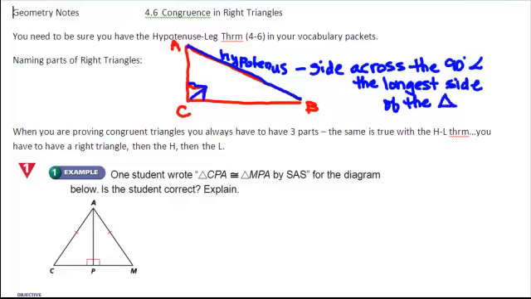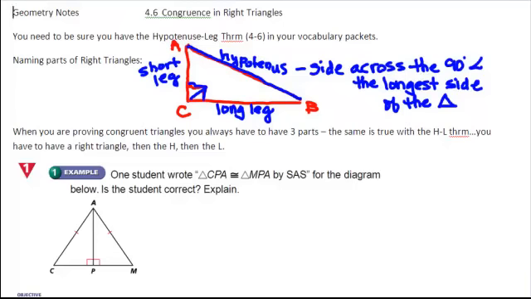The other two parts are both called legs. If it's an isosceles right triangle, then the legs are obviously the same size, or you can have a short leg and a long leg. So this is what I would call the short leg, and this is what I would call the long leg. And in the case of an isosceles triangle, they're just simply called legs because they would be the same size.